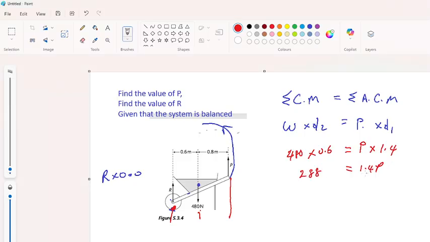So we divide both sides by 1.4 and we end up with P.